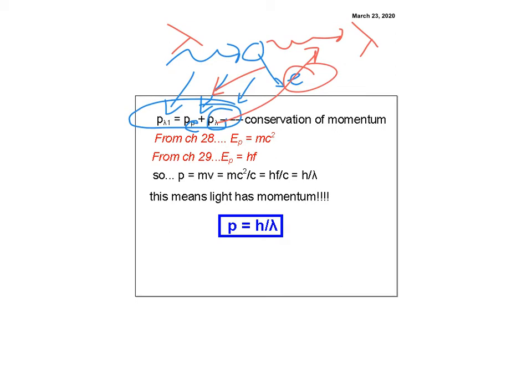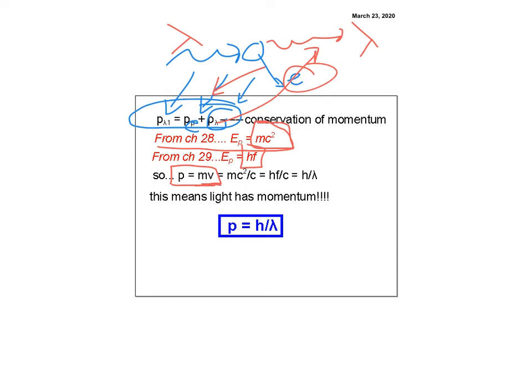So when we're looking at this, we can remember from last year, of course, that p is equal to mv. And we skipped this chapter, but E is equal to mc squared. I think you'd believe me on that, because it's a very famous equation. And of course, E is equal to hf.